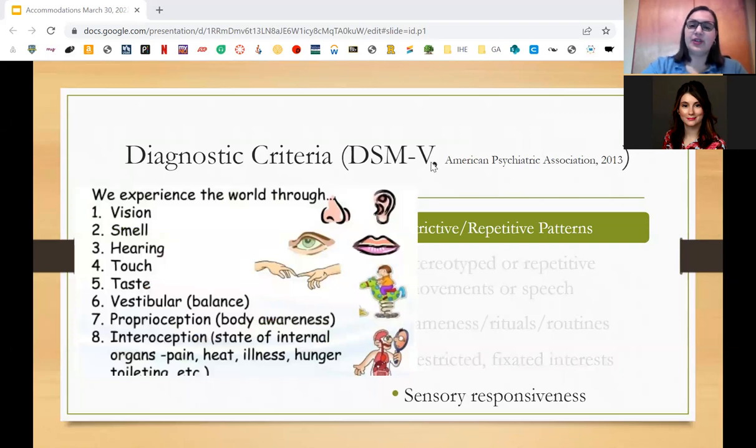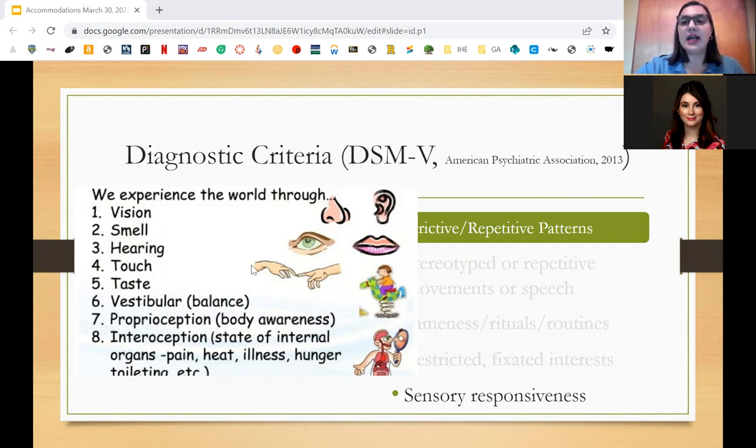The fourth criteria is sensory responsiveness. So an individual can be hypersensitive or hyposensitive to any of the, I'm going to talk about the eight senses today. And so sensory responsiveness means that it can be the same for each of the eight senses, or it can be different for each of the eight senses, or a combination.